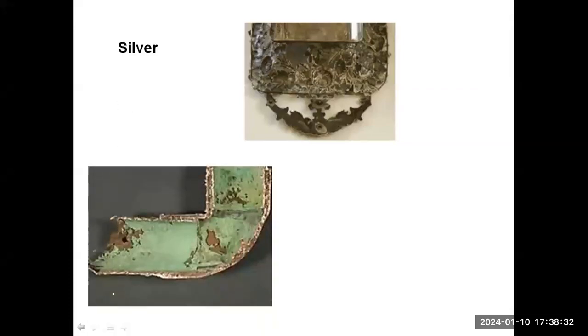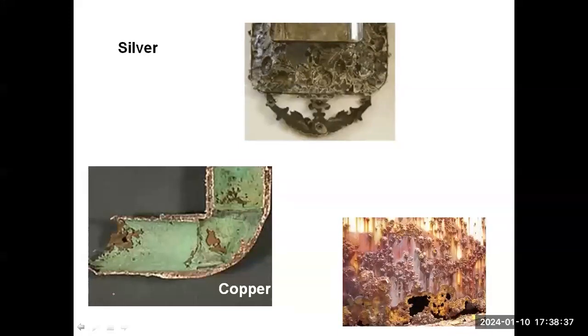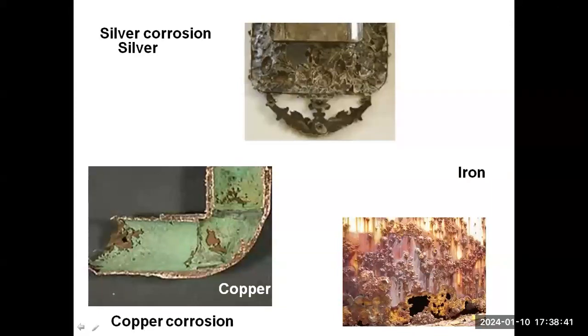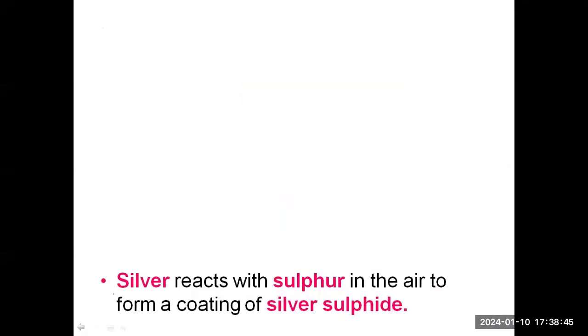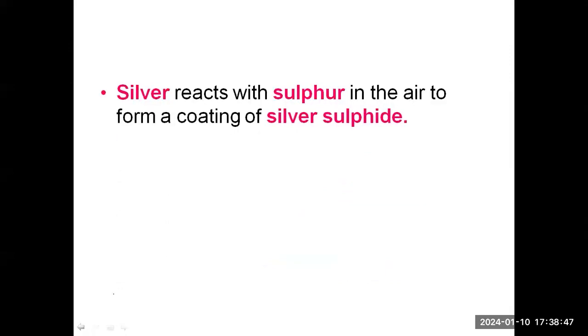Now you can see the silver metal becoming black over here. This is the copper metal becoming green. And this is the iron metal which has got rusted, becoming brown. So this is corrosion of iron, silver and copper. So let us see now what happens when they get corroded.